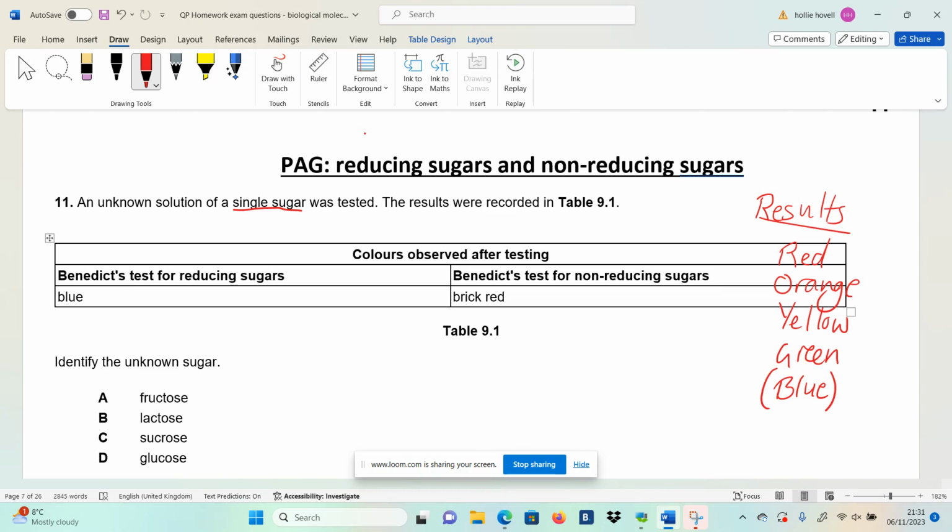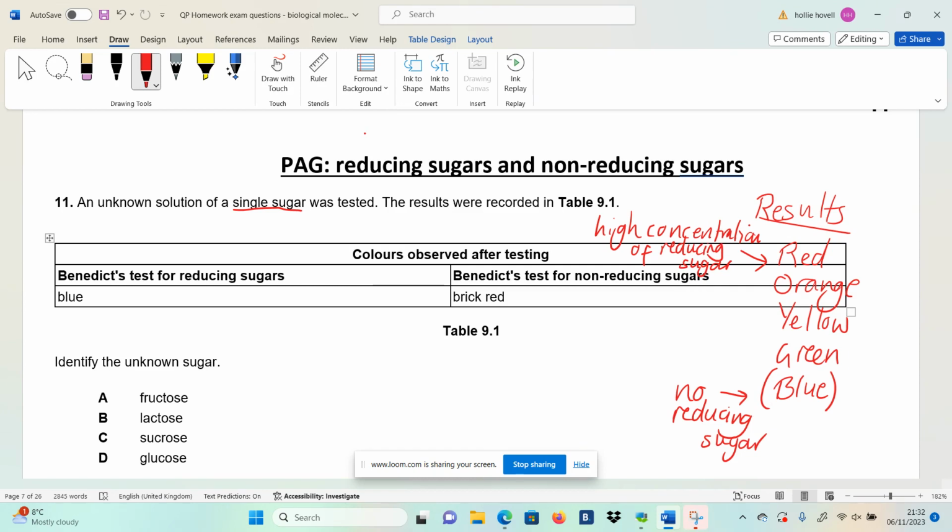So if you look at this one has stayed blue, so that tells us that there's no reducing sugar present. Okay, whereas brick red is right at the top of the scale, so that tells us there's a really high concentration of reducing sugar. Okay, so we need to know that colour scale. So identify the unknown sugar.